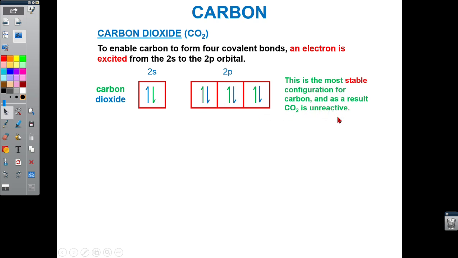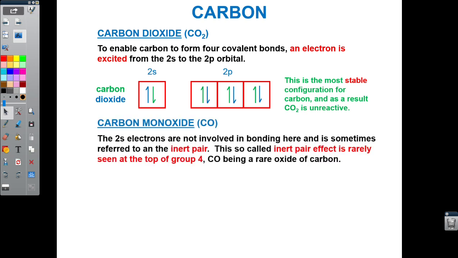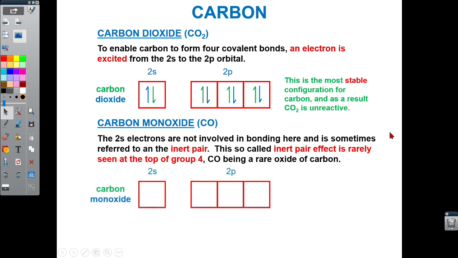We're not that interested in CO2 in this part of the course though. We're far more interested in carbon monoxide because that is an unstable oxide of carbon and therefore it's going to be reactive. So if we look at the bonding in carbon monoxide then, now carbon again is going to start where we started previously, 2s2 and 2p2. This time the 2s electrons here are not going to engage in bonding. We do not get the promotion that we got earlier.